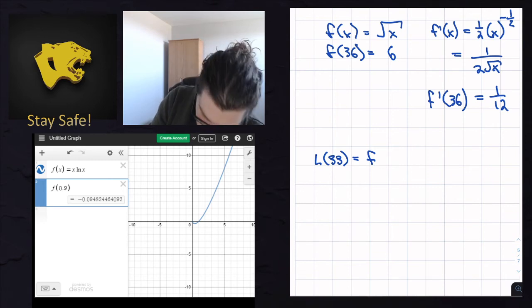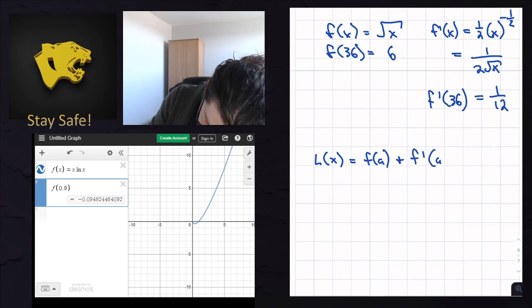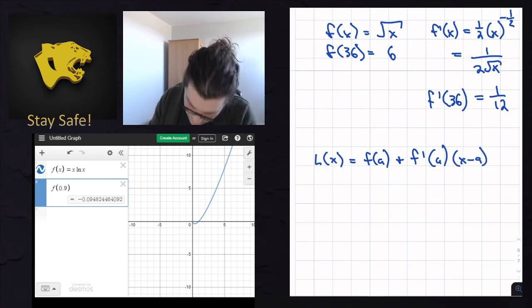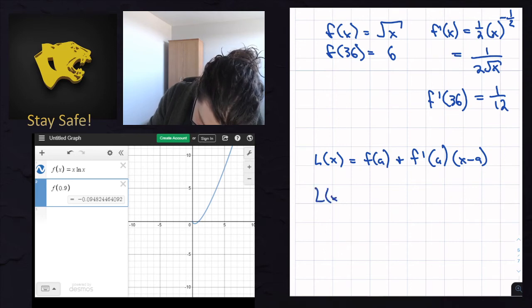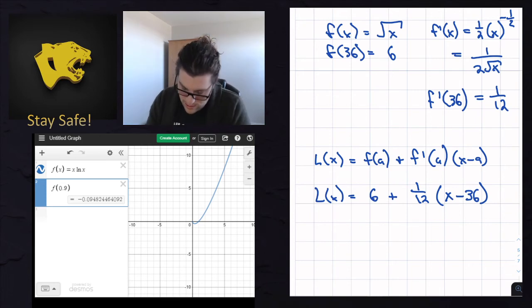I'm going to write the linearization function first. L of x is equal to f of a plus f prime at a times x minus a. In our case, we picked an a of 36, so this is the linearization function centered around 36. It is going to be f at a, which is 6, plus f prime at a, which is 1/12, times x minus a, which is 36.